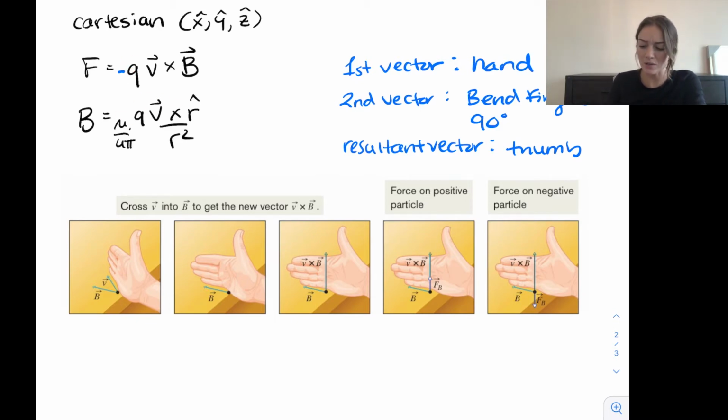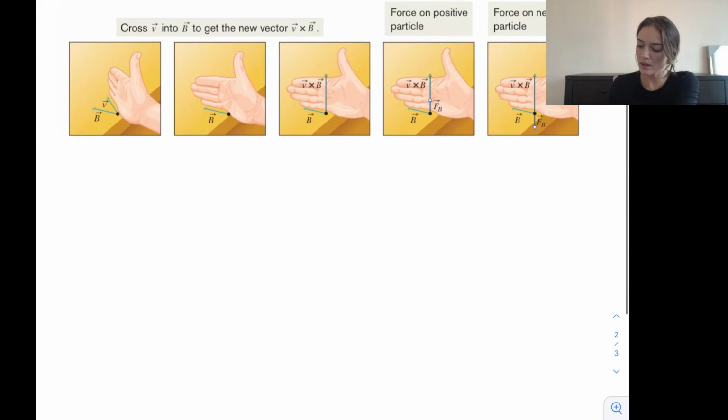And the same thing goes for here. If you're calculating the magnetic field of an electron, you do your right hand rule as if it's a positive particle, and then whatever resultant direction you get at the end, you just flip that because you have a negative sign out in front. Okay, and then remember for our cross product, we can write this little circle.